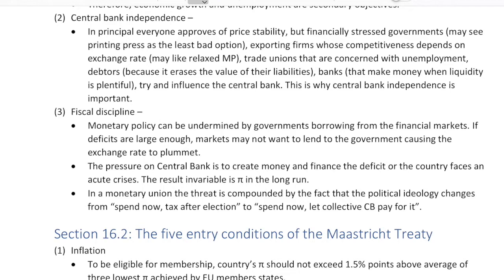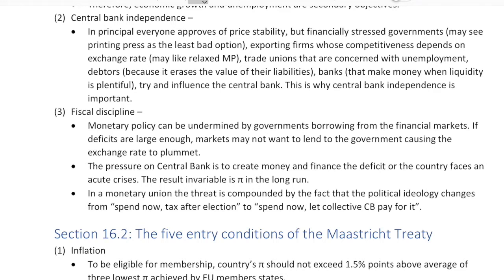So monetary policy can be undermined by government borrowing from the financial markets, and one of the challenges with that is the government can just keep borrowing money from the financial markets if it didn't have to face any consequence. Specifically, if they're part of the monetary union, the consequences are shared, but the benefits are not shared, in that the benefits go to the country that borrows.